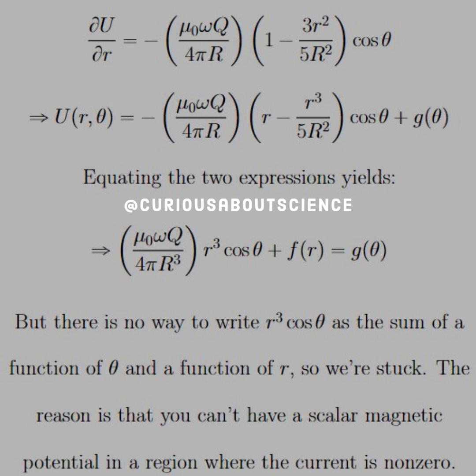Now we need to exploit these two, and we see that by equating them, we'll get an expression for g of theta, and that's equal to some constants here times r cubed cosine theta plus the radial constant function. But there's no way to write r cubed cosine theta as a sum of functions of theta and of r, so we're stuck. That's the reason that you can't have a scalar magnetic potential in a region where the current is non-zero. That's quite a bit of mess, ain't it?